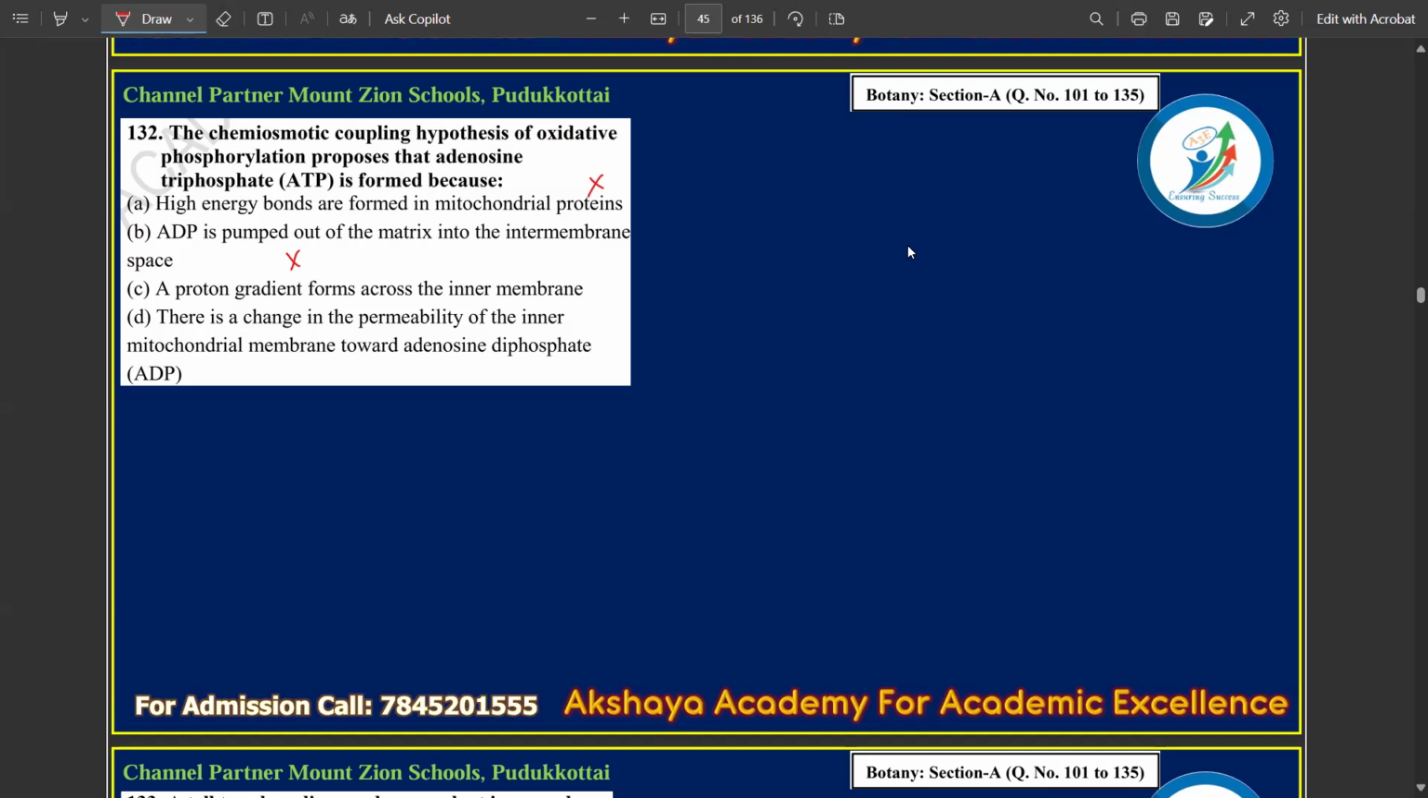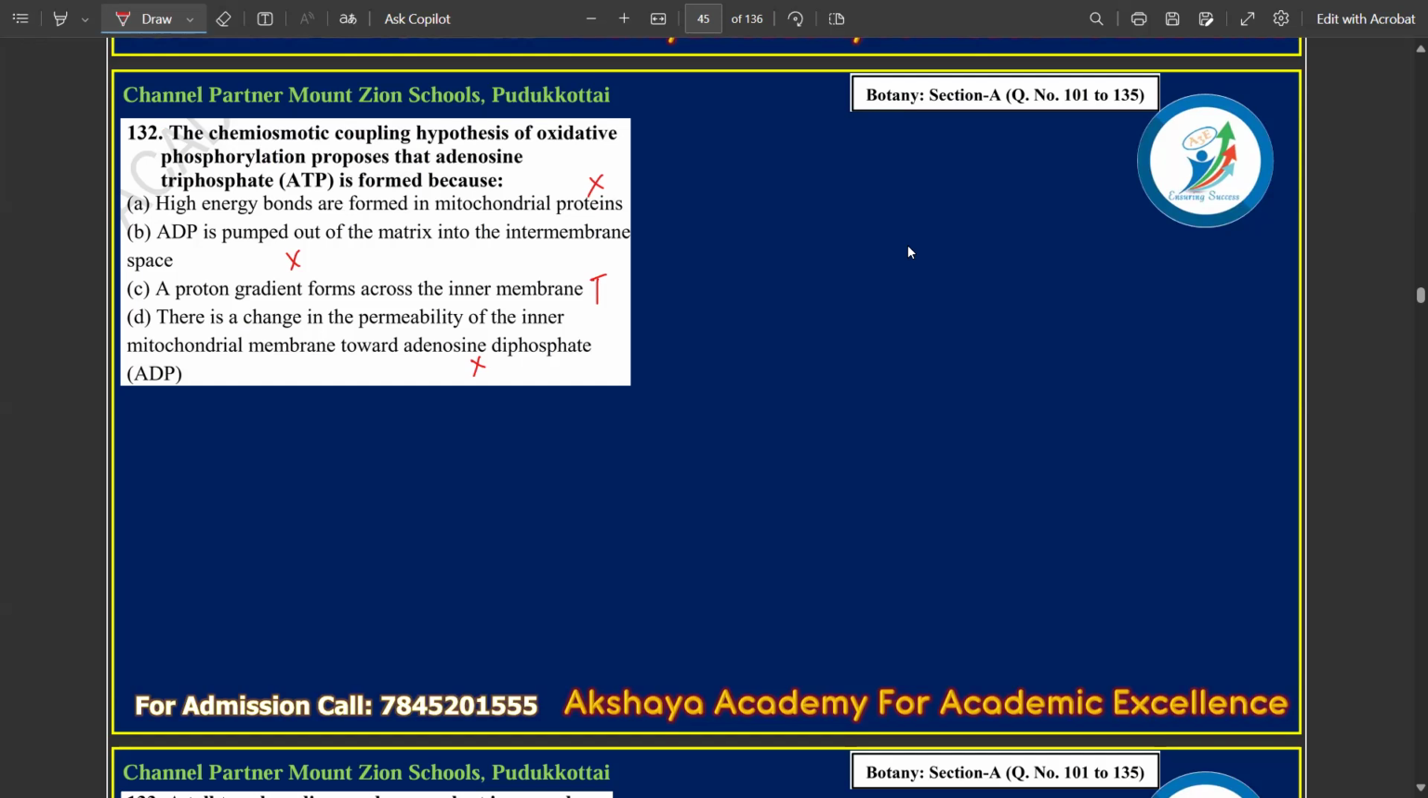The proton gradient forms across the inner membrane. Across the inner membrane, it's true. There is a change in the permeability of the inner mitochondrial membrane towards adenosine diphosphate. So this is also incorrect with respect to the statement given, because the statement said chemiosmotic coupling. The coupling process happens because of the generation of a proton gradient.